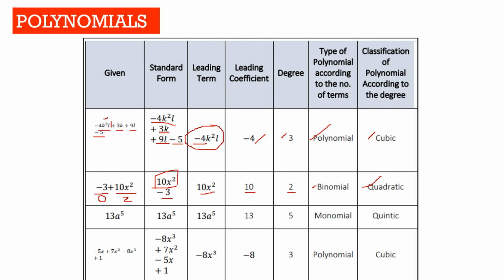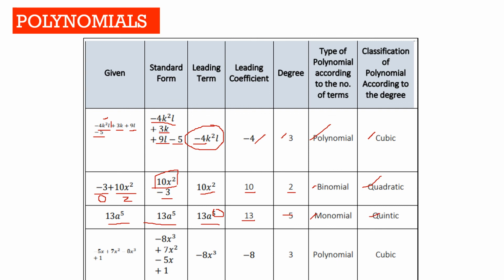Next, for the third example, we have 13a to the 5th power. It has only 1 term, so we call it a monomial. And it is already written in standard form because there is only 1 term. It is also the leading term, and the leading coefficient is 13. The degree of our literal coefficient is 5, so we call it a quintic polynomial.